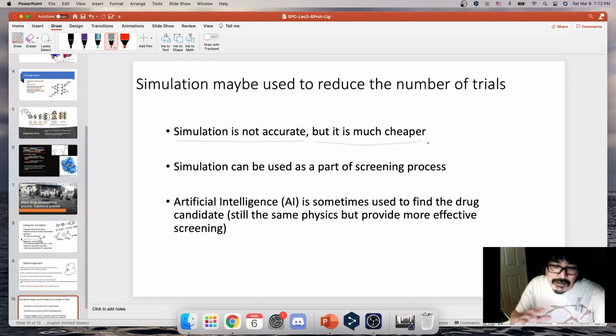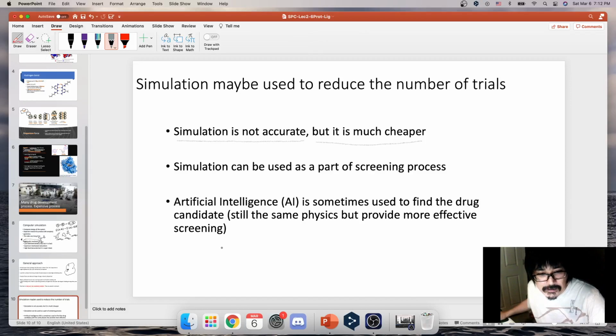So instead of testing experiment by experiment on, say, 10,000 drug candidates, I can calculate the 10,000 molecules, then reduce it down to 3,000, and then do the experiment on those 3,000 drug candidates. I may probably get the same outcome, and I pay much less, right? So that's the purpose of the simulations.